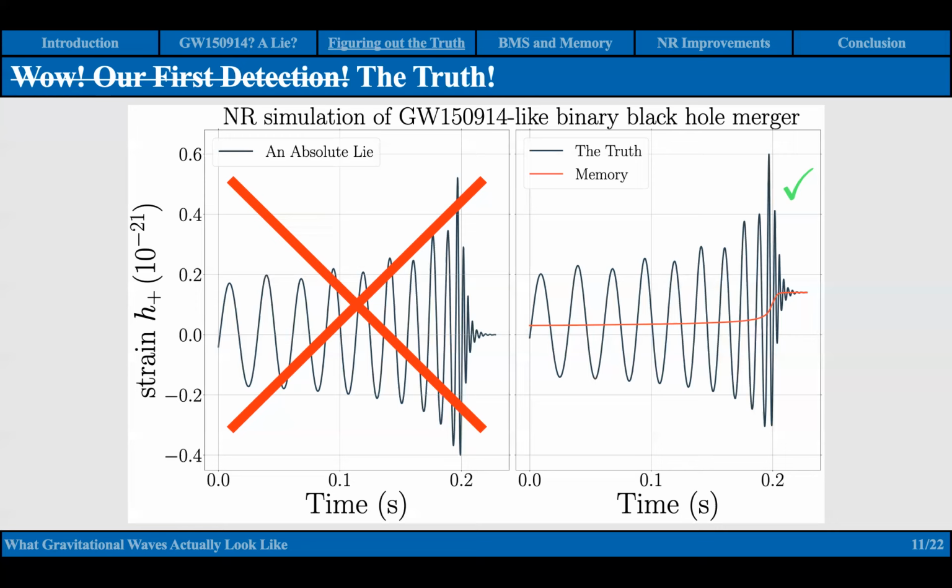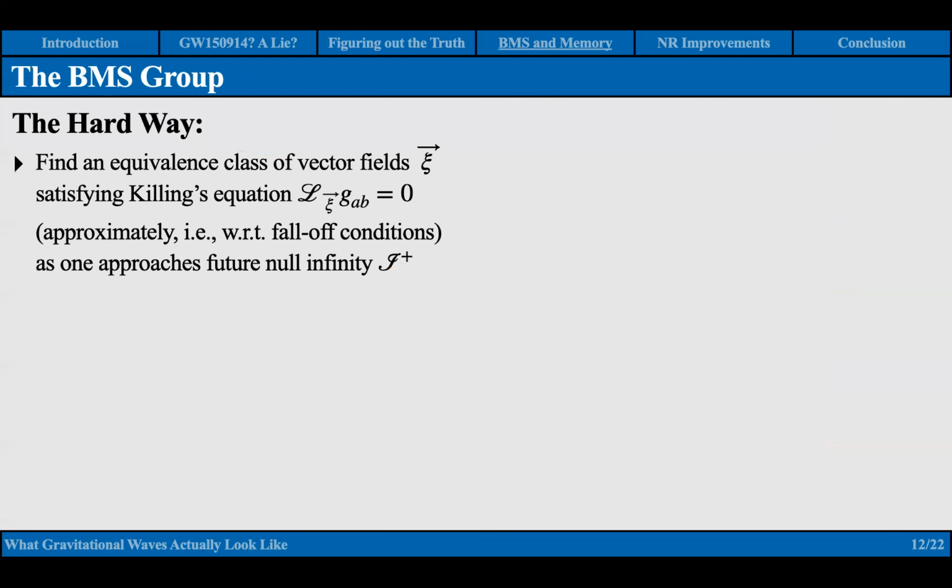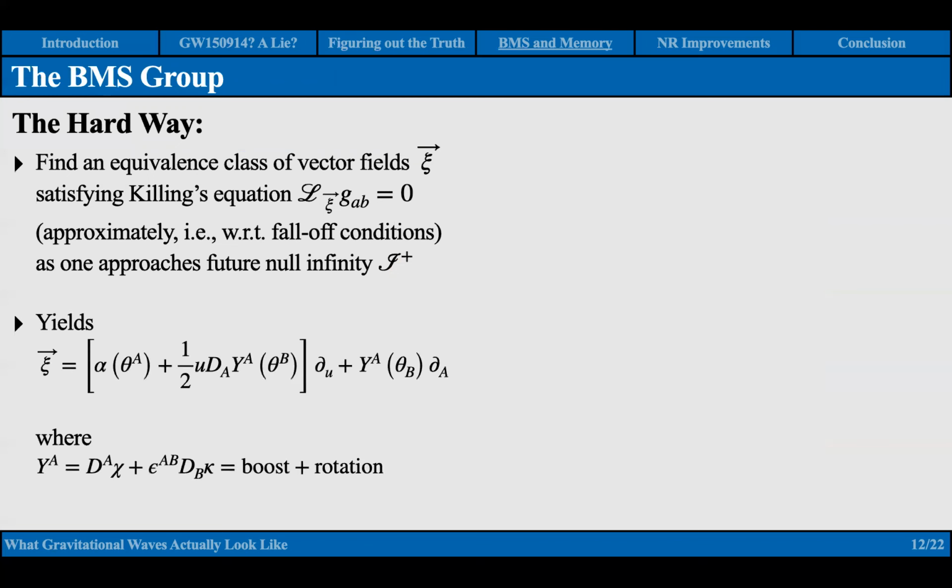And so the way they did this is they came up with a metric that describes asymptotic radiation called the Bondi-Sachs metric. And what they did, this was the hard way, but they're physicists, so they always do things the hard way. They came up with some arbitrary class of vector fields and looked at the vector fields which satisfied Killing's equation. So they looked at the vector fields whose Lie derivative on the metric yielded 0 with respect to falloff conditions that they imposed. And what they found is this vector field, which has this alpha term, which is some function on the 2-sphere, and these terms related to this Y vector, which is also a function on the 2-sphere.